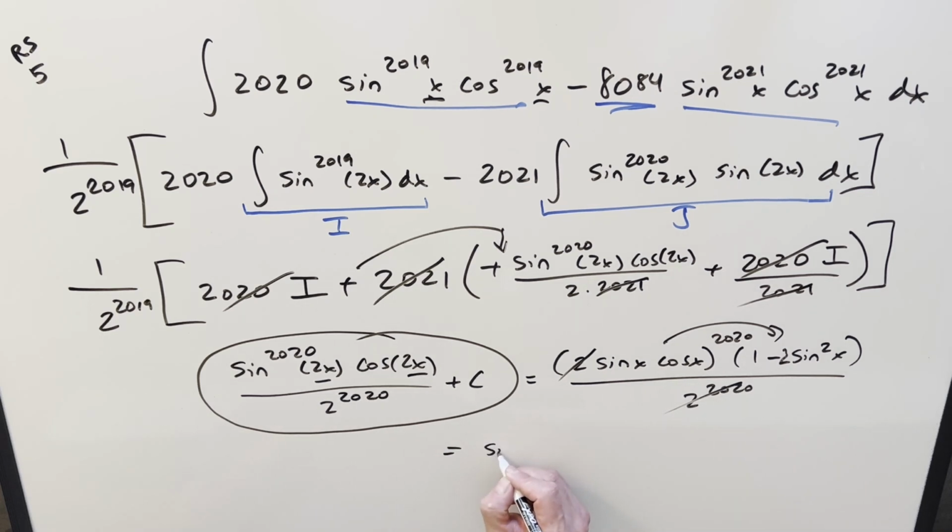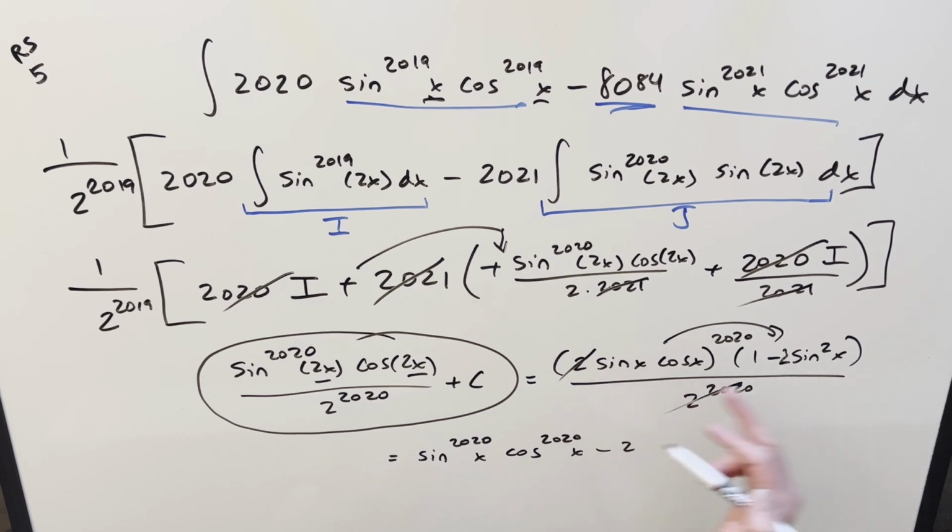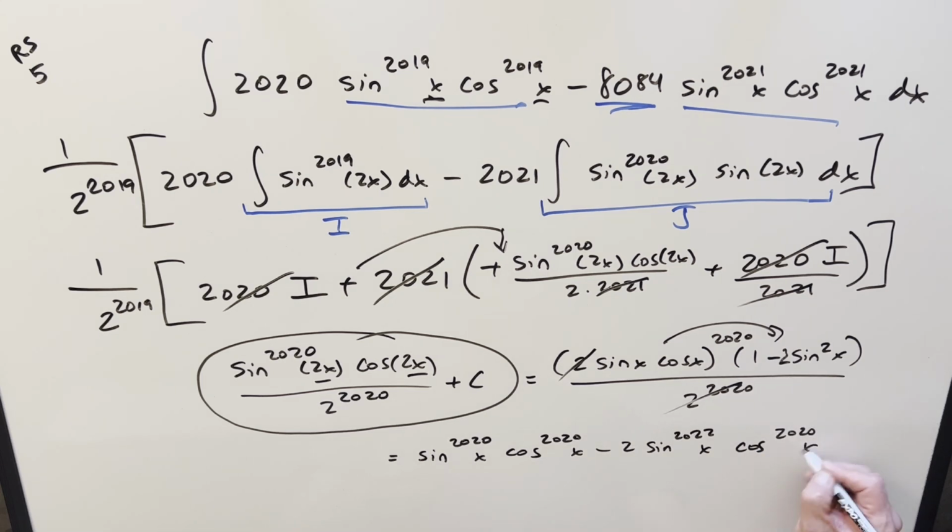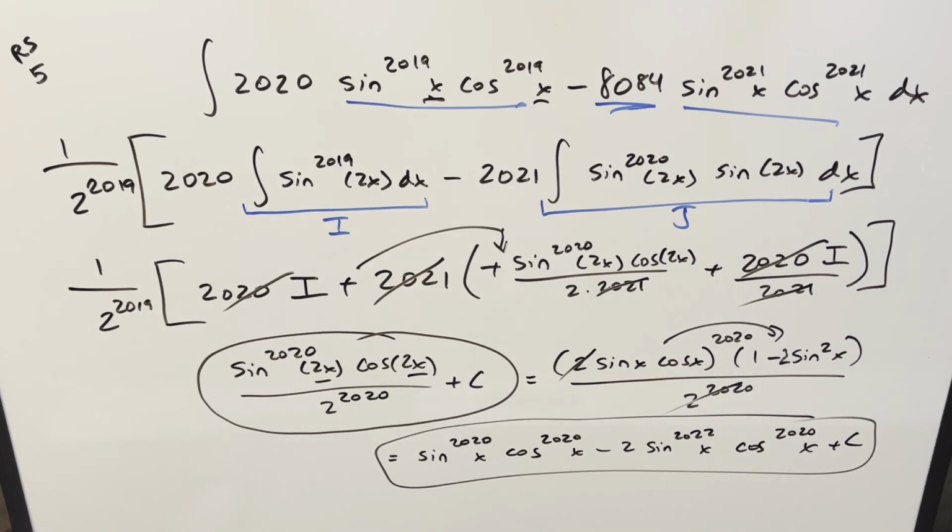So what we'll get distributing it out, we're going to get sine 2020x cosine 2020x minus 2 times sine 2020 times sine squared. That's going to give you the 2022 that they probably wanted. Sine 2022x cosine 2020x. Add a plus c, and that's it. Okay, there you go. Good one from MIT 2022.